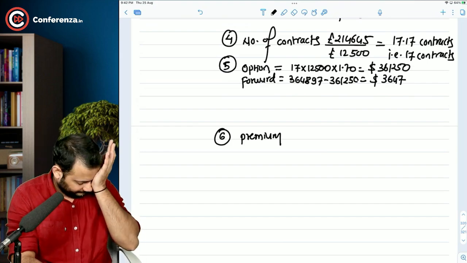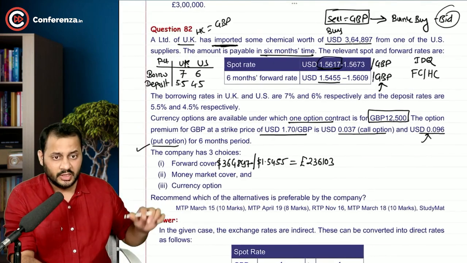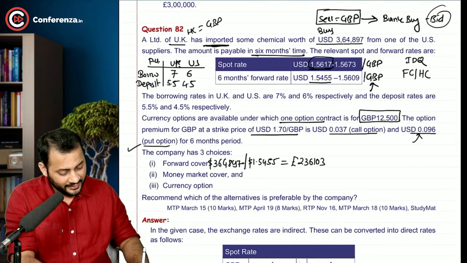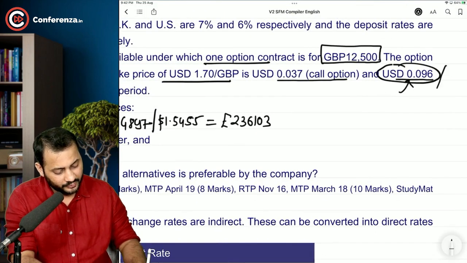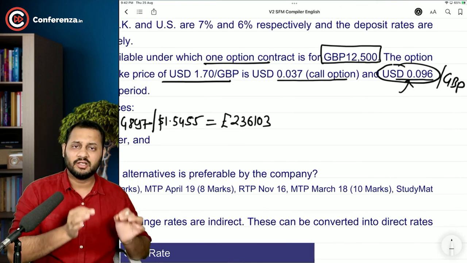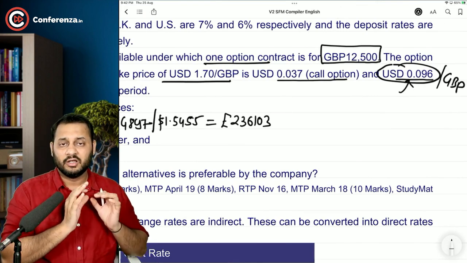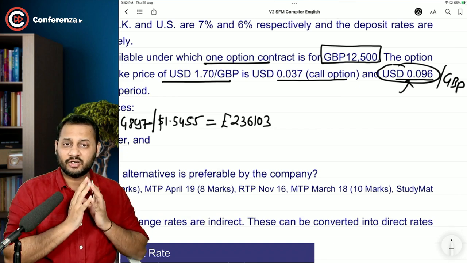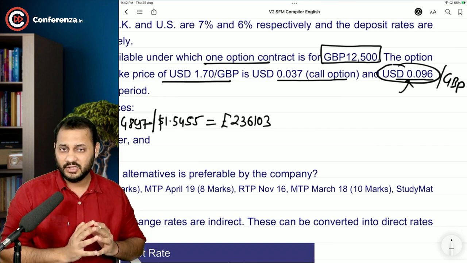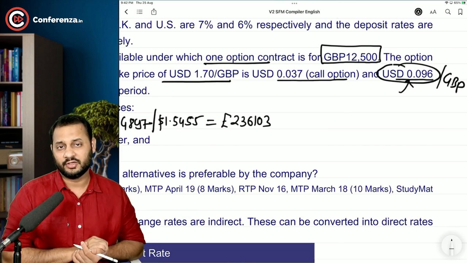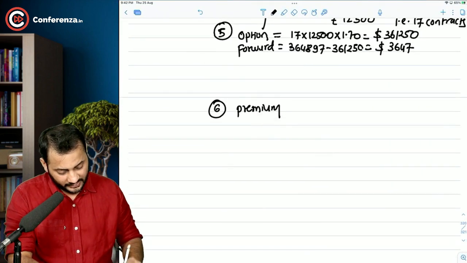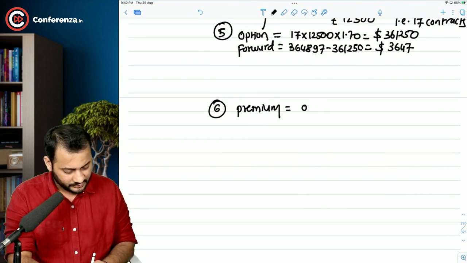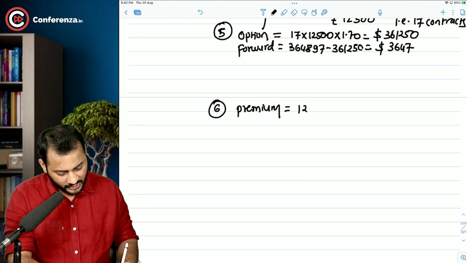See, we have to make the premium payment of $0.096 US dollar per GBP. Am I right? This is per GBP. So whatever the number of GBPs you have contracted under option, on every GBP you will have to make a payment of this much dollars, which is not your home currency. Let's calculate. Premium will be like this. 0.096. Let me just show you with a proper manner.